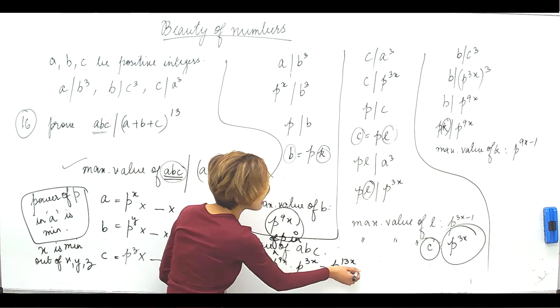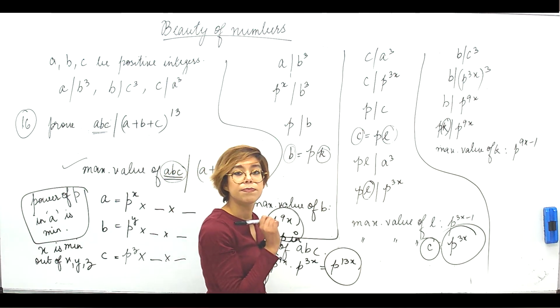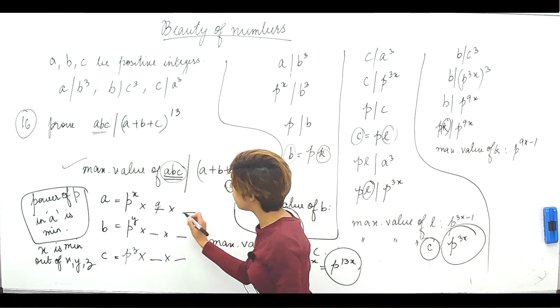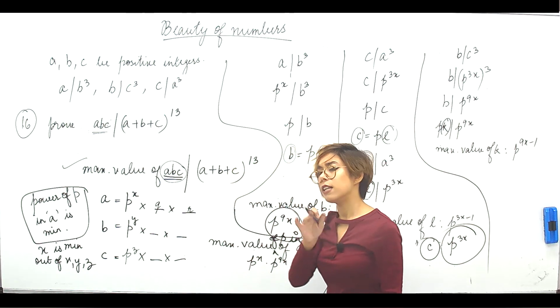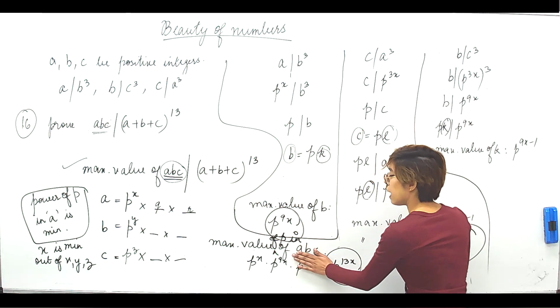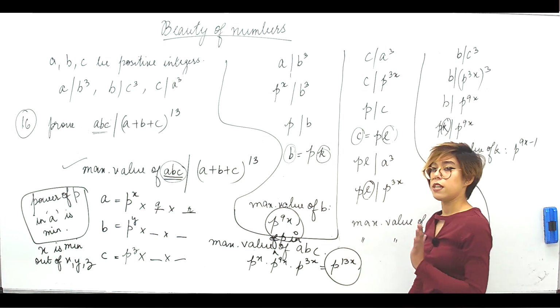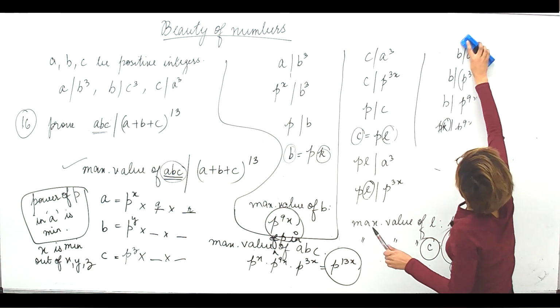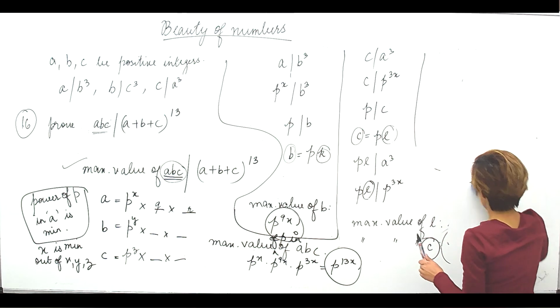Because so far we have only found the maximum value of this. There are other prime factors as well. Suppose Q will also be here. There will be R as well. But that is not an issue. Right. So the maximum value of P in the product ABC is P raised power 13x. Right. Now similarly, I can say, I will erase this, of course.